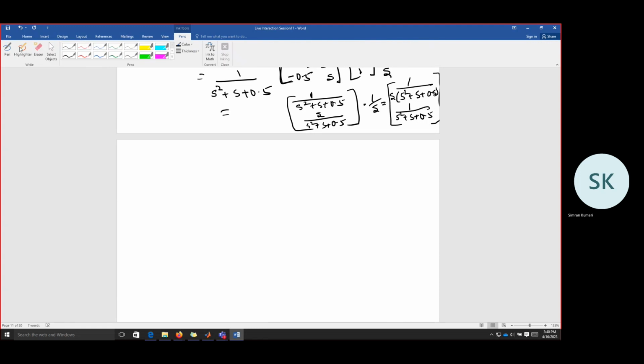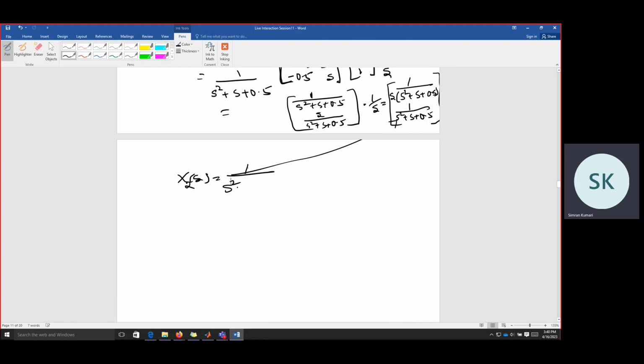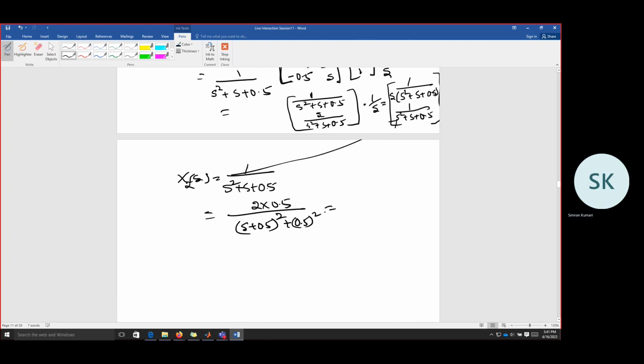we have to find the evolution of x2. So this is X(s), which is this one. Okay, so this is 1 by s square plus s plus 0.5. Now we can transform this one. So we'll have (s plus 0.5) whole square plus 0.5 whole square. And here for 1, we can write 2 into 0.5. So what do we get? We get a form like omega by s square plus omega square, and this s is shifted by 0.5.